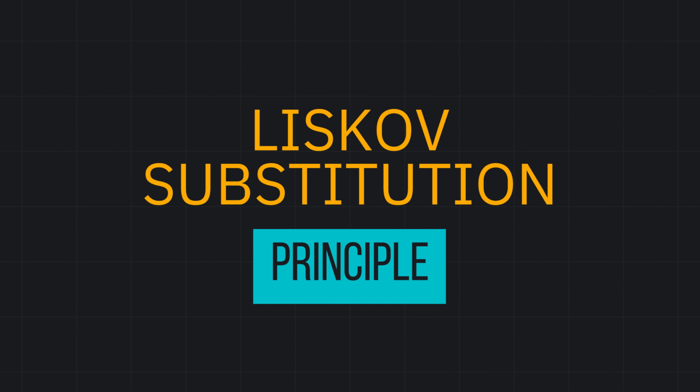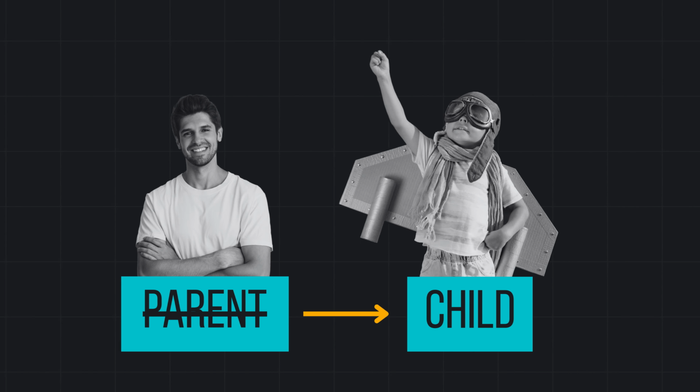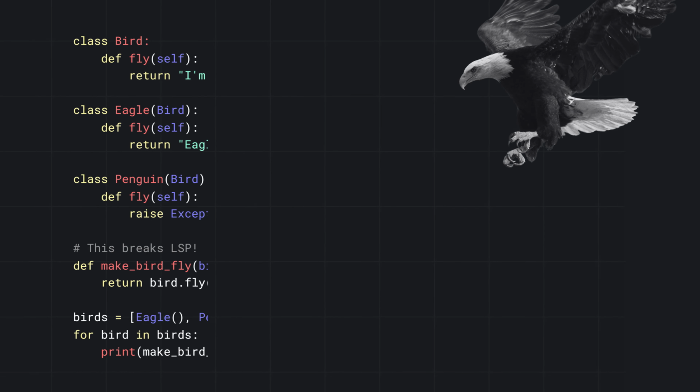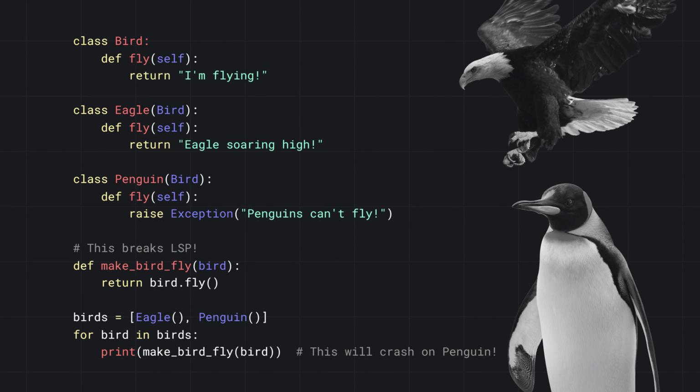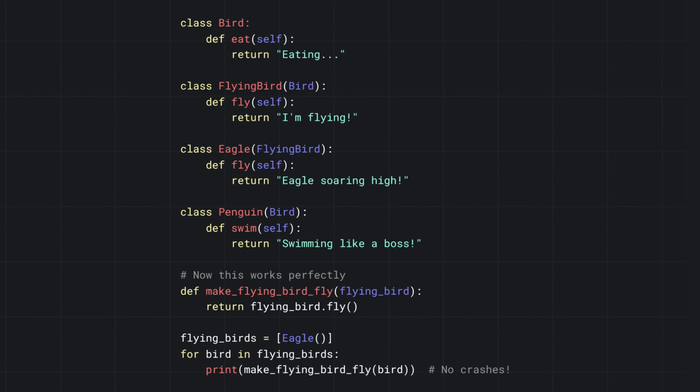L. This stands for Liskov Substitution. This principle states that objects of a parent class should be replaceable with objects of any child class without breaking the application. Here's a classic violation of this principle. The problem? Penguins are birds, but they can't fly. If your code expects all birds to fly, a penguin object will break things. Here's the LSP compliant solution. Now you can substitute any flying bird object without surprises, and penguins aren't forced to pretend they can fly.